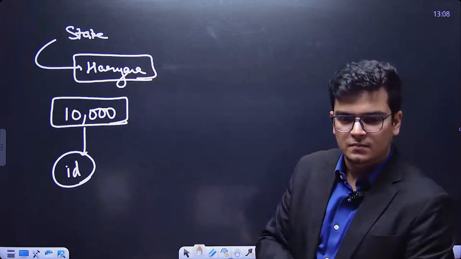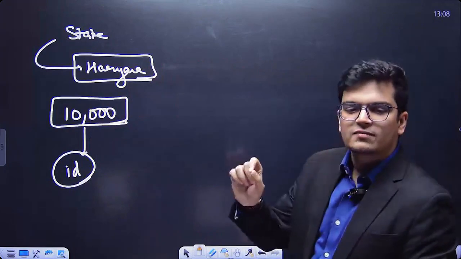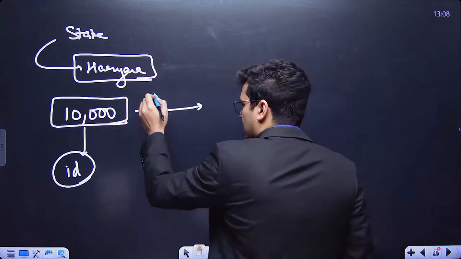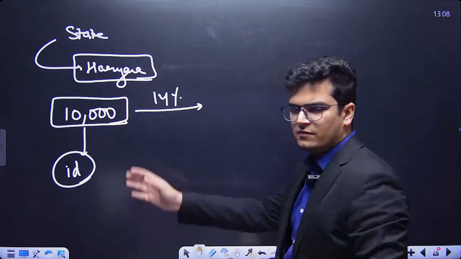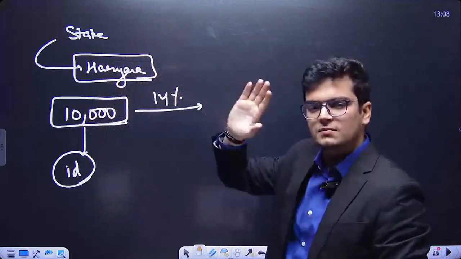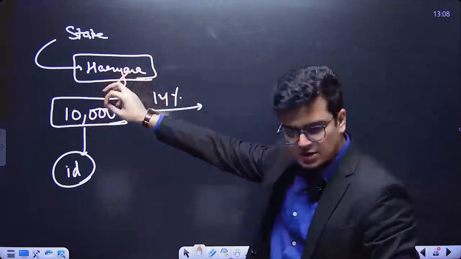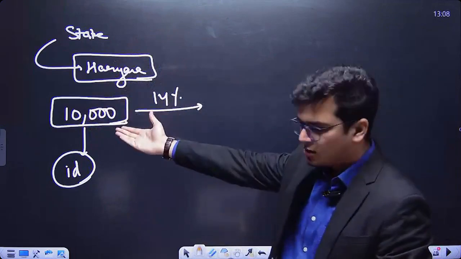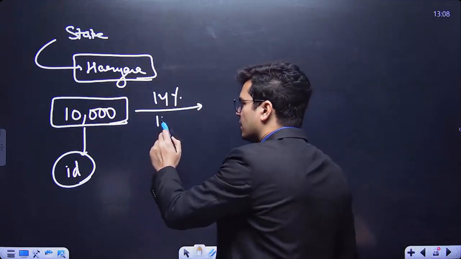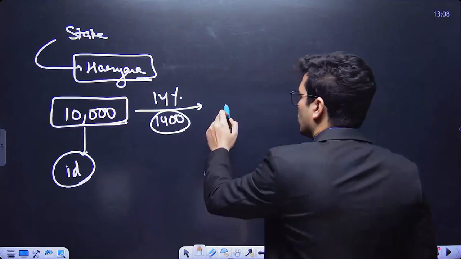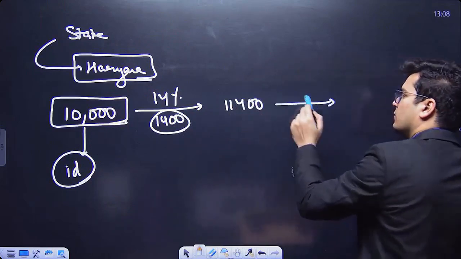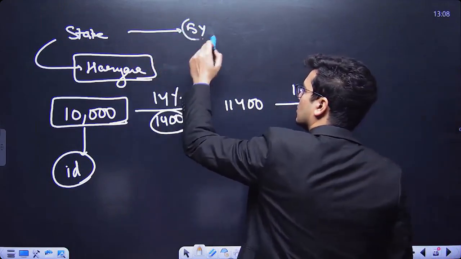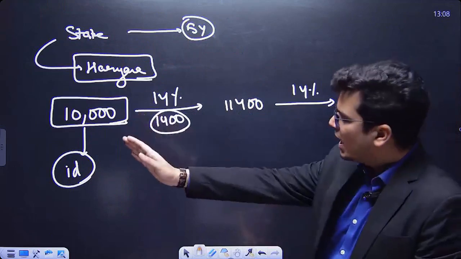GST is to come from 2017. The central government gave this promise to Haryana and all other states: we will assume that if we were in the same VAT system, your tax collection would have kept increasing by 14% every year. So if you were collecting 10,000 this year, next year you will collect 10,000 plus 1,400, equal to 11,400. Then you will collect 14% of this. So we will assume that for the next 5 years, your tax collection would have kept increasing by 14%.